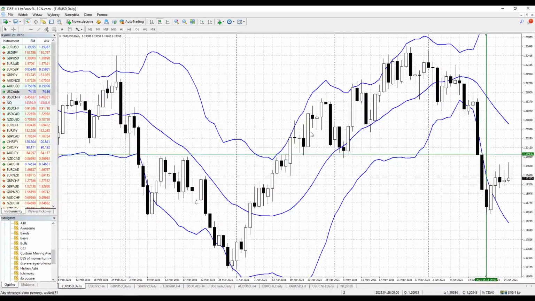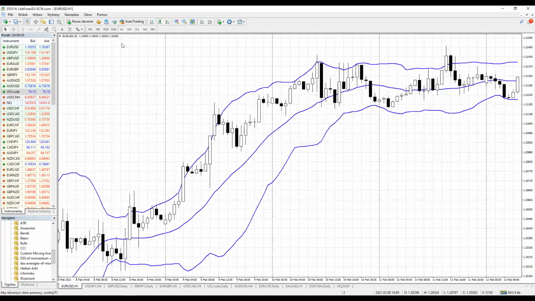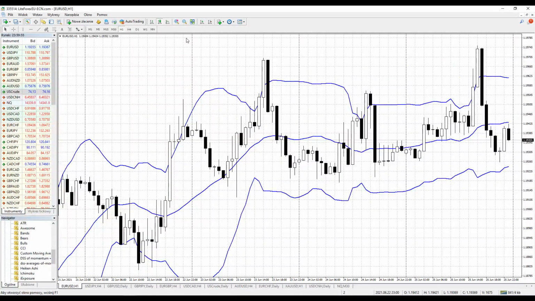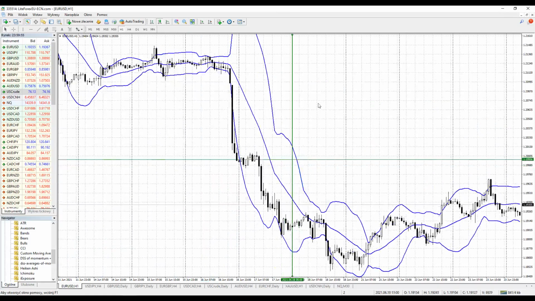Okay, so in that case, we are looking at what happened on the 18th of June. So let's switch lower and have a look at what we have on that particular day on the hourly chart. That's the 18th, and that's what we have to the right side, because of the whole price action to the downside.